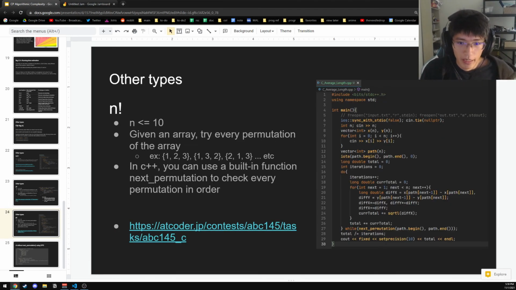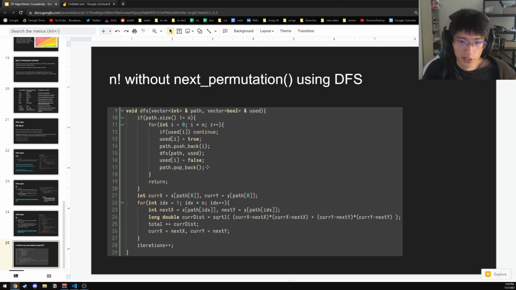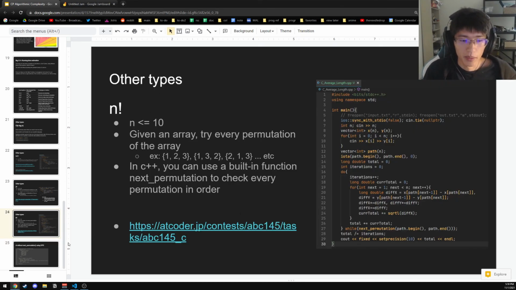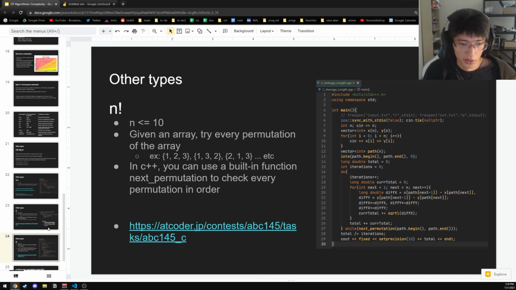In factorial, if you try every permutation of a list of numbers, that's going to take n factorial time for n different numbers. So let's say you have 1, 2, and 3, and you want every variation like 1, 3, 2, and 2, 1, 3. Then that's going to take n factorial time. You can either use a built-in function like next_permutation in C++, or you can do something like depth first search and generate these patterns. It'll still take n factorial time, but we'll learn about that in a future presentation.